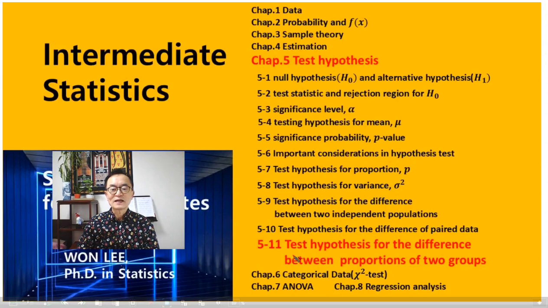5.11, test the hypothesis for the difference between proportions of two groups. It is a similar topic. Section 9 was to test the hypothesis for the difference between two independent populations. In that case, the difference between two means, right? But here, proportions. So what is the difference between these two topics? Let's see.